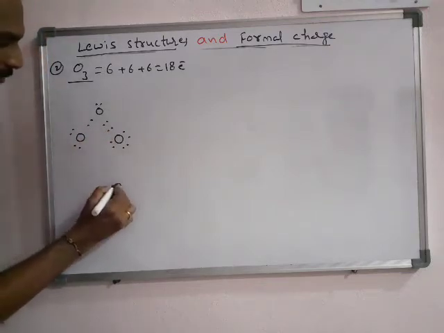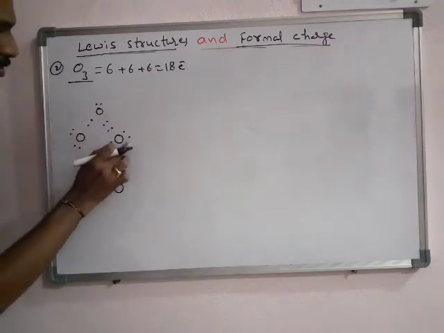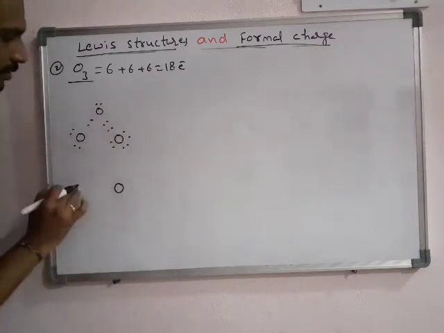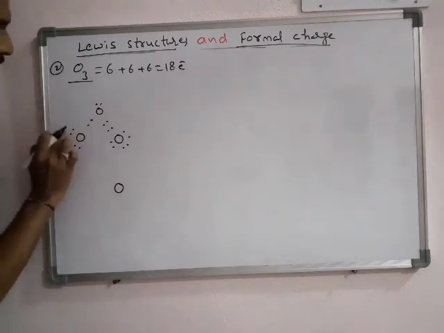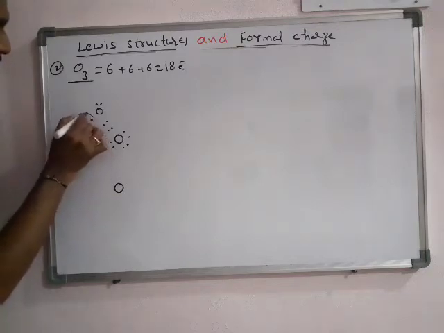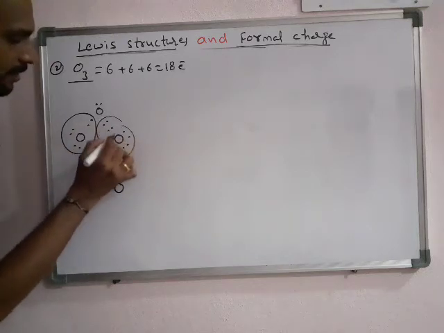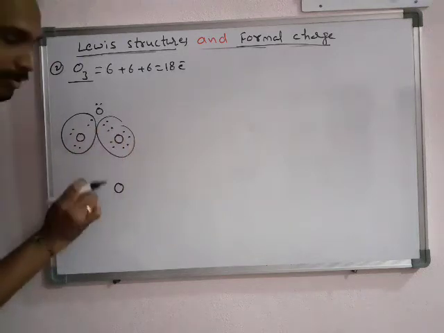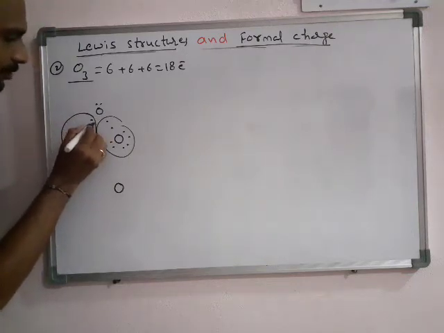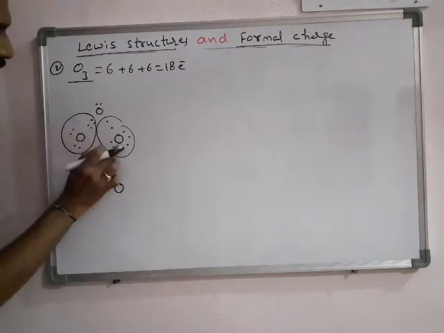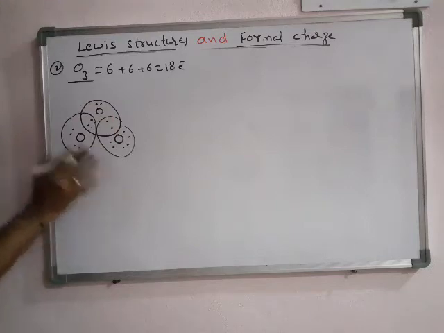So here you see the total valence electrons, 18 electrons, and each is satisfying. This group has only 6 electrons, whereas this group has 10 electrons. So we need to remove some from here, and we can add those electrons here. Now this is satisfied with 8 electrons, this is satisfied with 8 electrons, and this is also satisfied with 8 electrons.